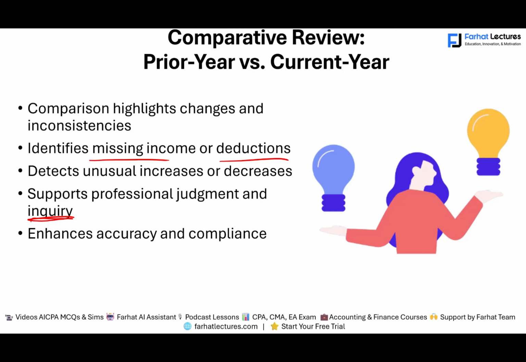So the comparative review helps the preparer distinguish between valid changes and potential problems that require clarification. Again, the changes up and down could be legitimate, but also how about if something is missing? Either the client may forget about it, they may not pay attention to it, or they might be hiding it on purpose, but this is your job now to ask.